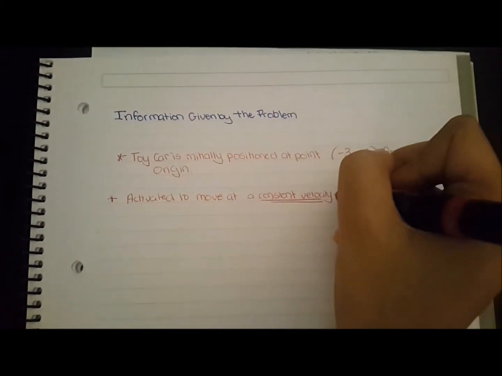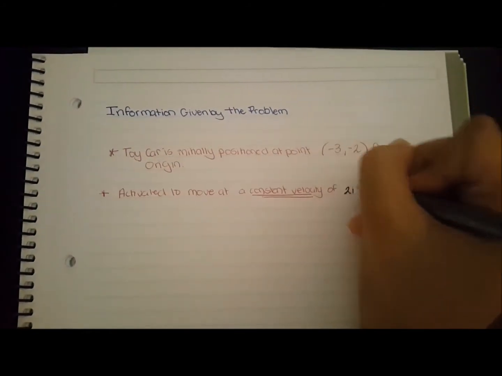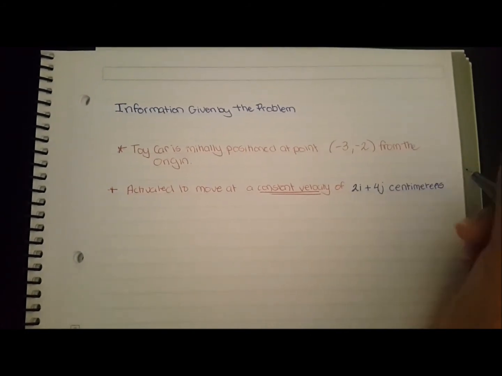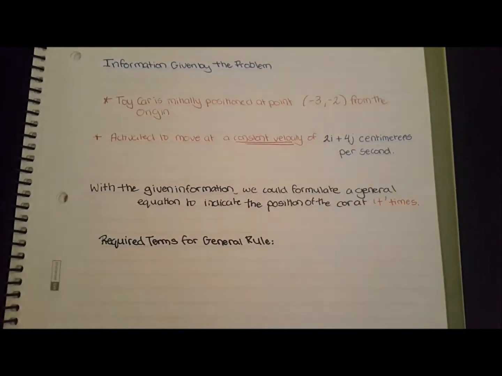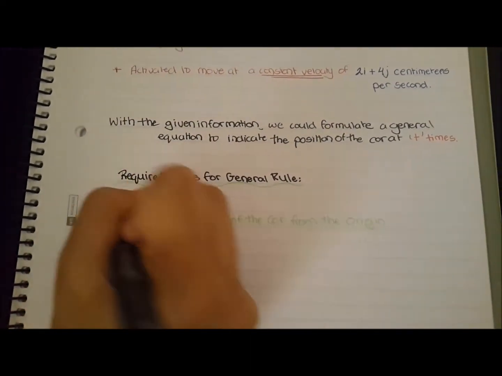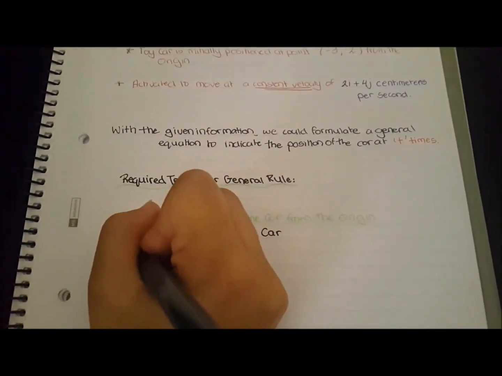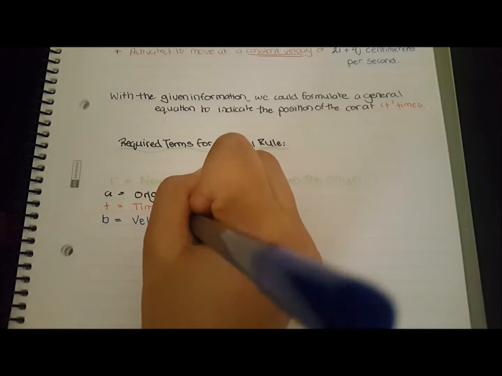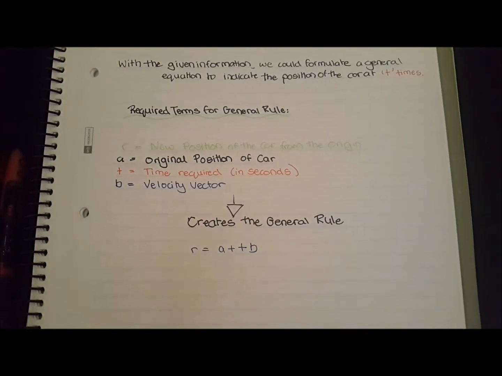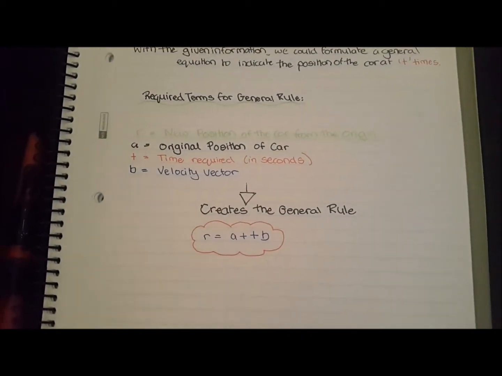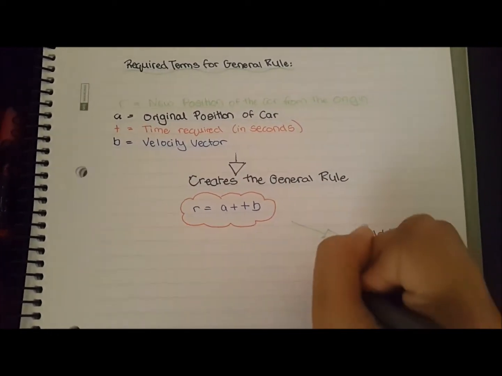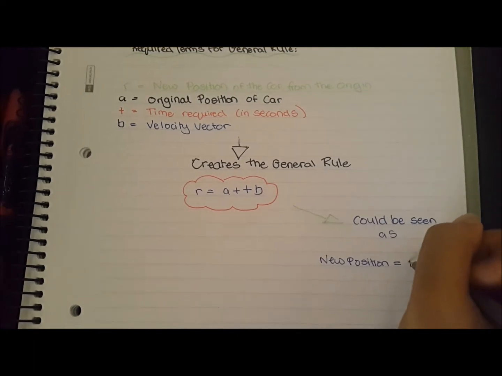This could aid us in the initial problem where we are required to formulate a general equation that could indicate the position of the car at time t, where t is larger than 0. By labeling the given information, r is the new position of the car after activation, a is its original point, t is a particular time period, and b is its velocity in the form of a vector. To create the general rule, r equals a plus the product of t and b. This could associate with how speed multiplied by time is equal to distance, where r, the new position, is equal to the sum of the original position with the velocity multiplied by time.